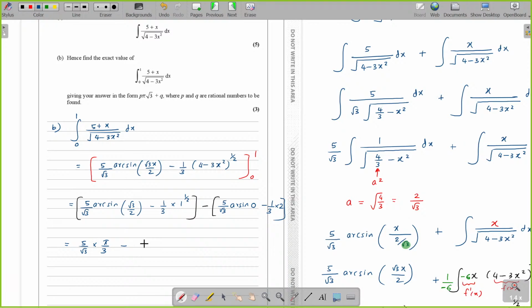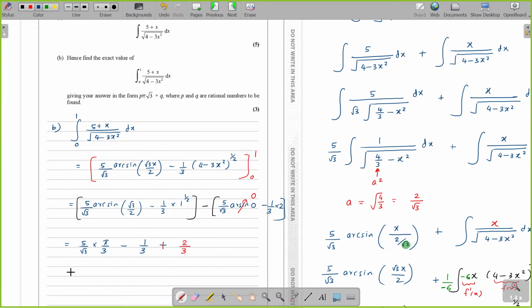And you get here minus 1 over 3 into 1 to the power half. 1 to the power half is simply 1, so it's just 1 over 3. Minus, this guy will be 5 over root 3 into arc sine 0, which is a 0. So we don't even need to write it. We could have just directly put it as 0 at the beginning. Here minus into minus. Be cautious here because of the bracket. Minus minus should be plus 2 into 1 over 3. Yeah, it's 2 over 3.